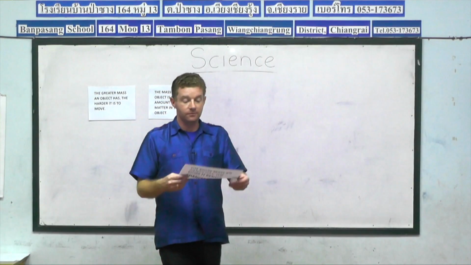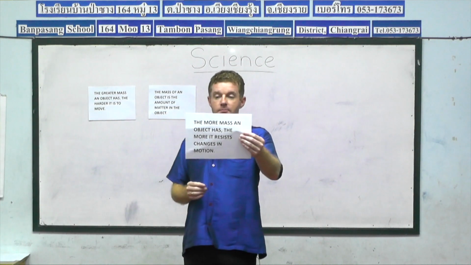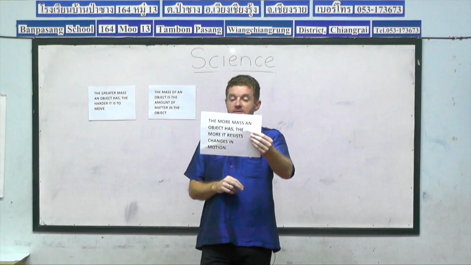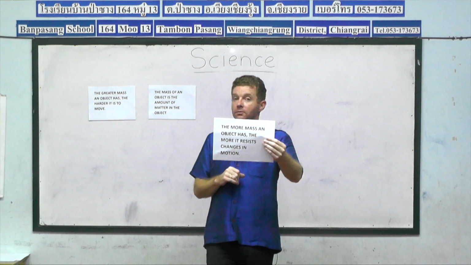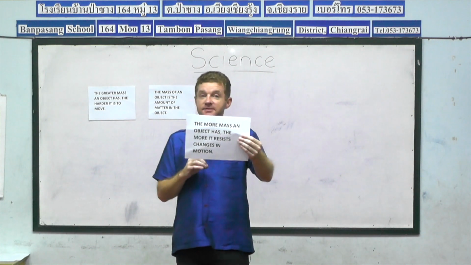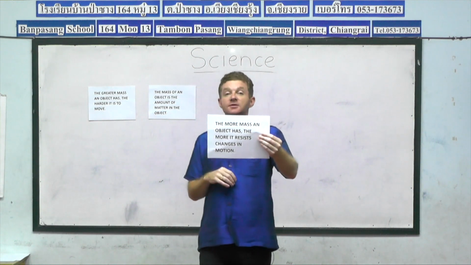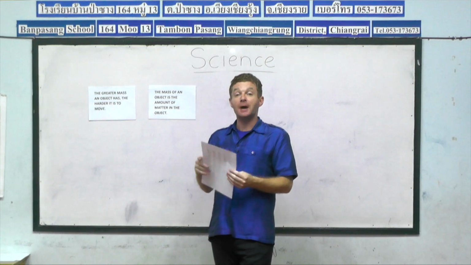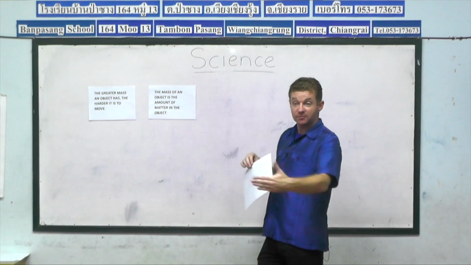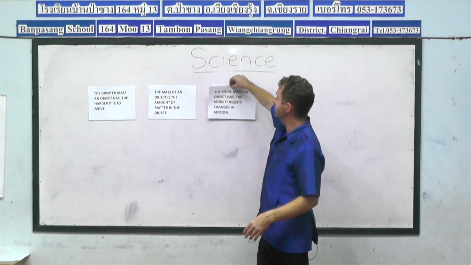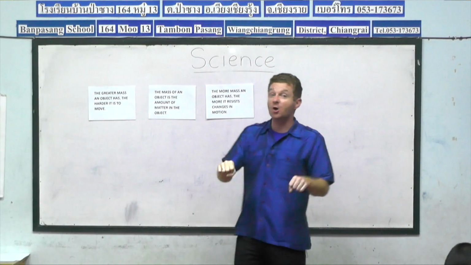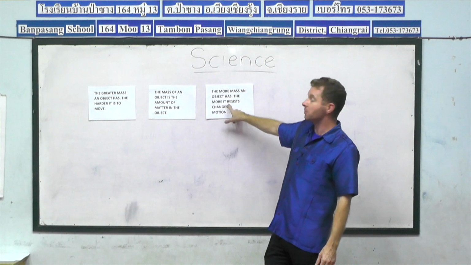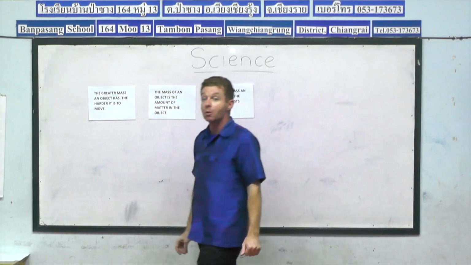In our next sentence, the more mass an object has, the more it resists changes in motion. Remember back to the PowerPoint about the trolley. The empty trolley we can turn quickly, but if the trolley is full, it's harder to turn. That's what we mean by the more mass, the more it resists changes in motion.